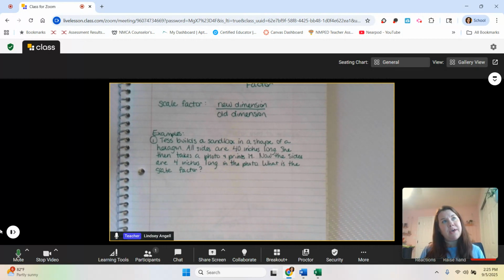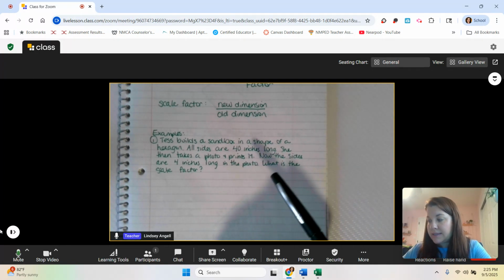Before we start, scale factors are used for taking a life-size building and making a blueprint, or taking a map of a road and making sure that it's to scale with the real road. Or in this first one, there's a real life sandbox, but then she takes a picture of it. And what is the difference between those two distances? That's what we call scale factor.